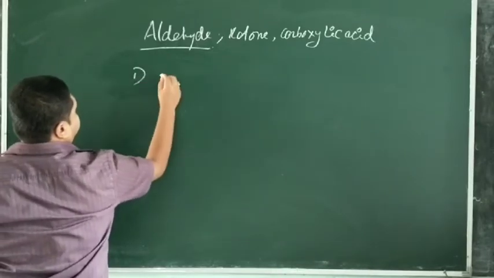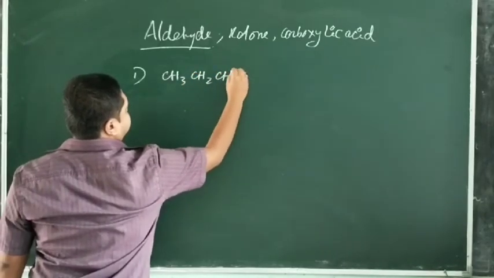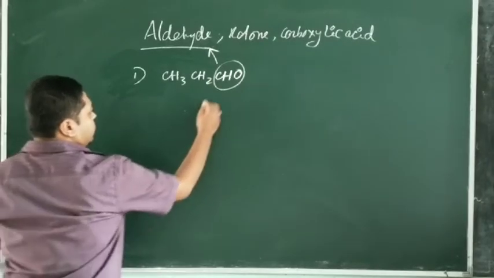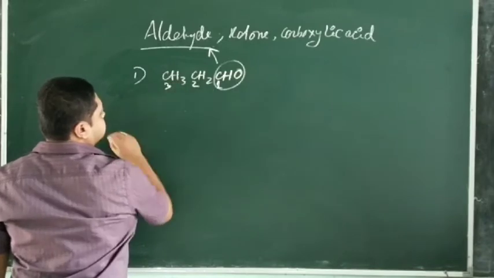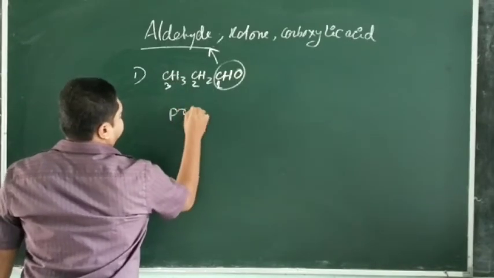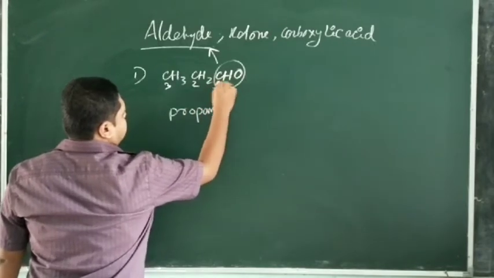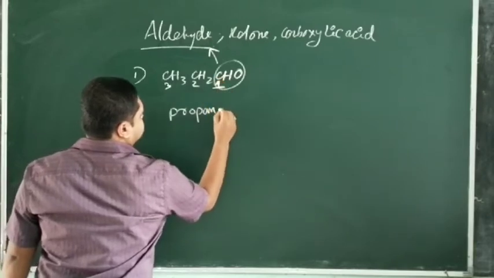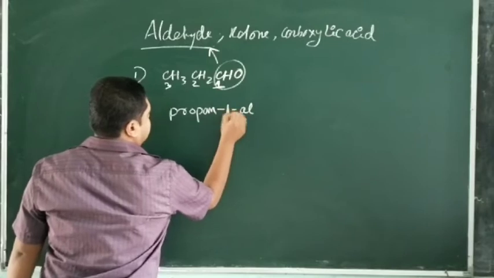Nomenclature of aldehyde. Suppose this one, CH3CH2CHO. The CHO group is an aldehyde group. Numbering is from here, 1, 2, 3. There are 3 carbon atoms, that means propane, and the aldehyde group is present at carbon number 1. So propane 1-al. Al is the suffix for aldehyde.